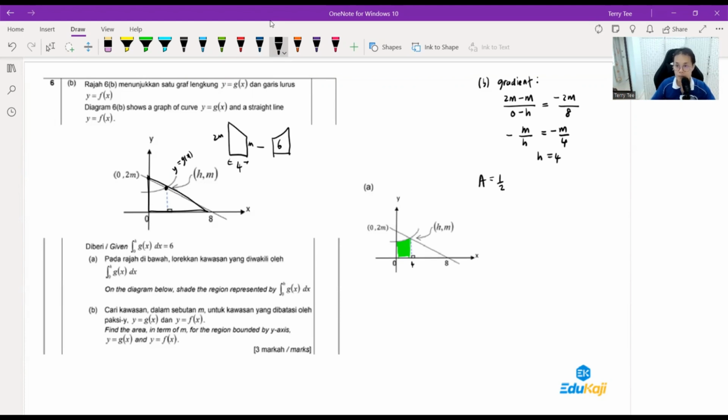Use area of trapezium, sum of parallel sides, 2m plus m, times height, which is 4, minus area of this under the curve here, which is 6. This would be, let me cancel this 2. Cancel it with 2. 2m plus 1m is 3m. 3m times 2 is 6m. My area is 6m minus 6 square units, right? You don't need to write the unit, it's fine. Yeah, leave it at 6m minus 6.